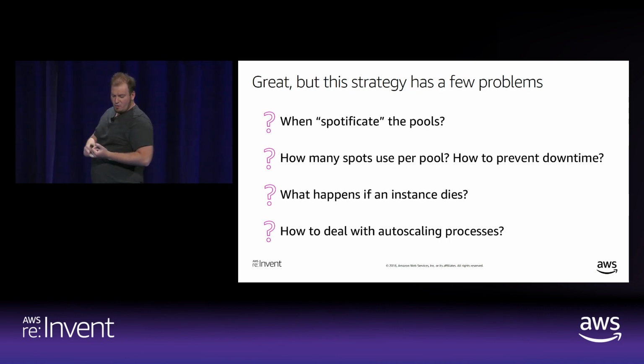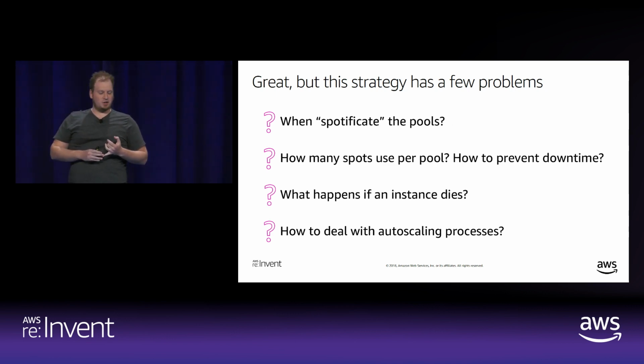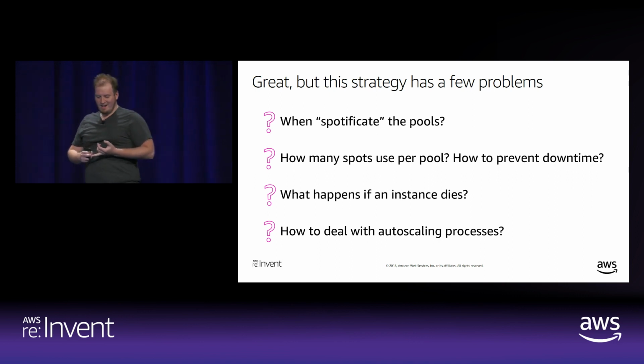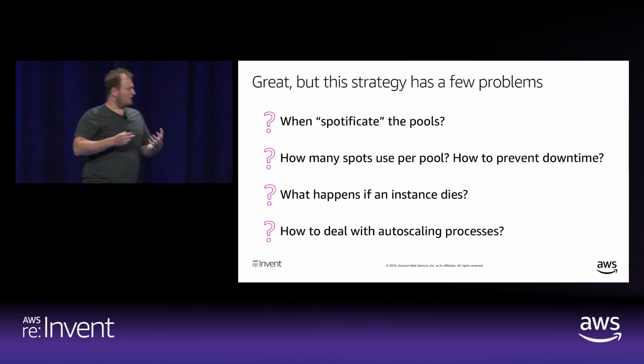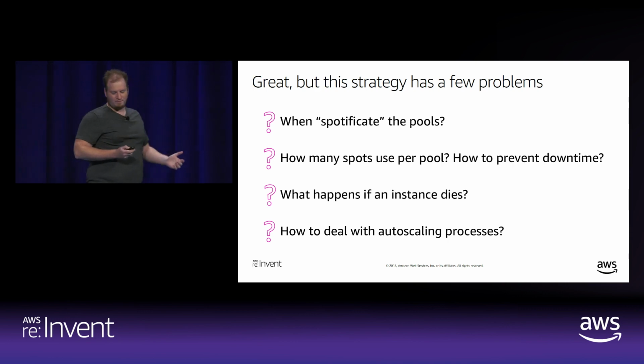However, when we started to check that, we asked ourselves different questions about how to do it. When to start to spotify, or when to run that job. How many spots to use per pool? At the start you say, hey, 100%, it's cheaper. What happens if an instance dies, and how to manage that? And also, how to deal with the different auto-scaling processes when we are working on top of that.